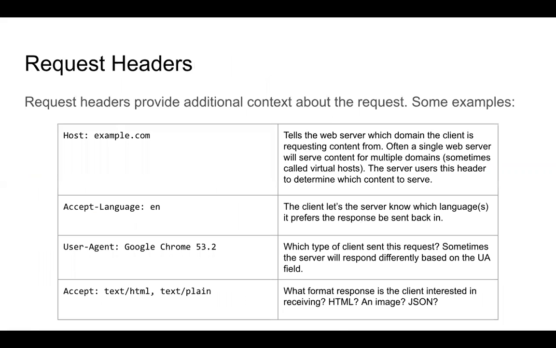You can have an accept language header, which just says, I want it in English or Spanish or what have you. The user agent, again, is saying what type of client sent the request. And accept is saying what type of response we're expecting back, so either text HTML or plain text or an image or JSON or something like that.